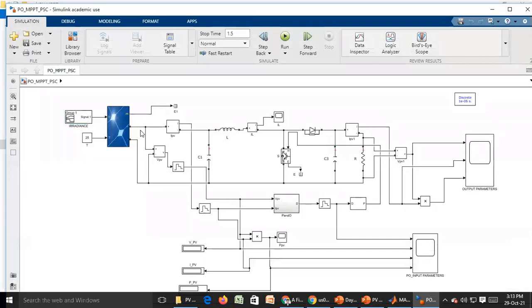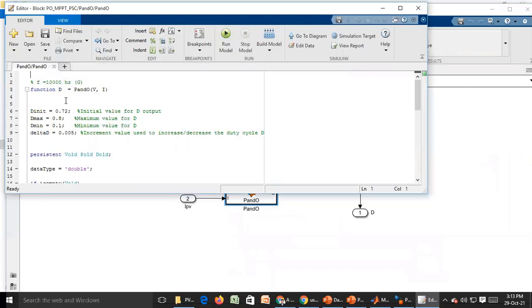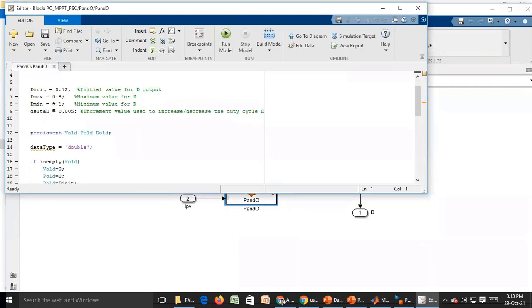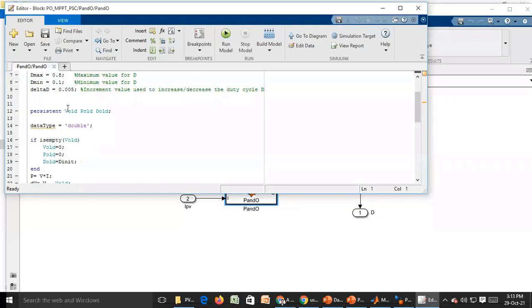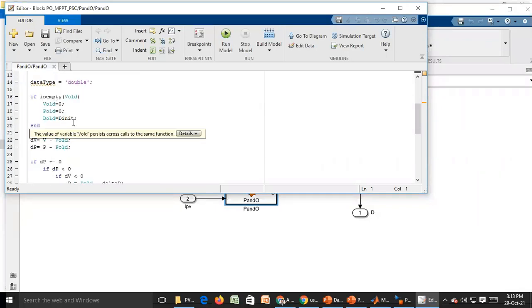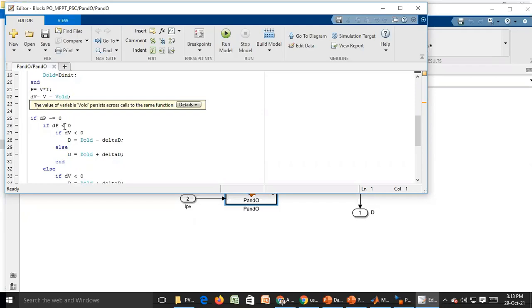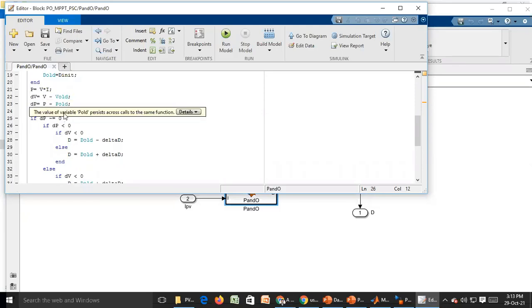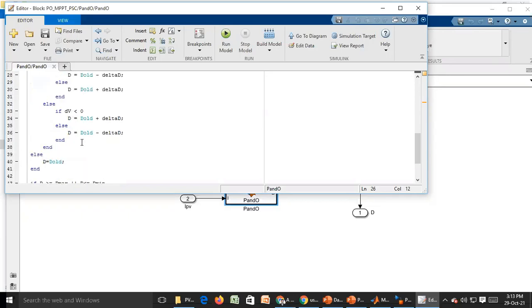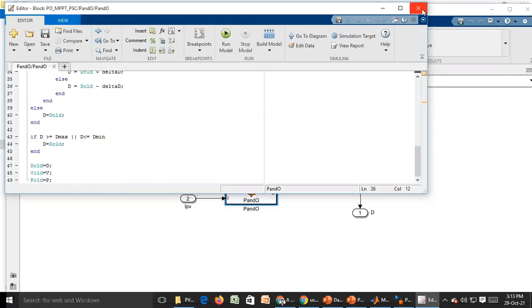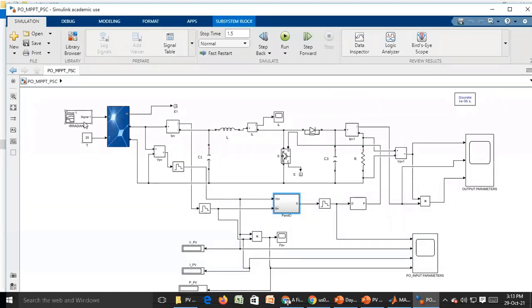When we considered the earlier uniform condition, it was constant. Now the remaining thing will be the same. So my P&O will be the same. What we consider: 10 kHz, initialization, D max, D minimum, delta value. Then V old, P old, D old is D initialization. P calculation is V into I. dV is V minus V old. dP is P minus P old. Then if dP is less than 0, dV is less than 0, how the calculation goes. Same algorithm. Only changes in the input irradiance. So how it will work, we will see.